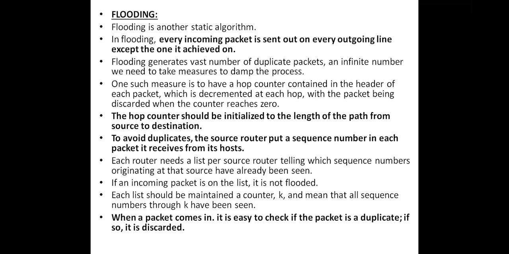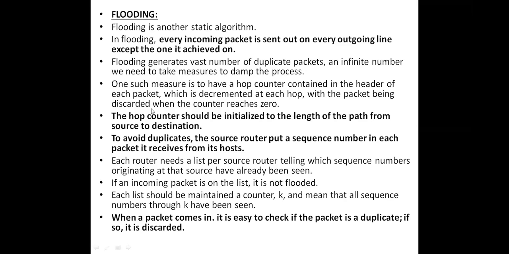And the next routing algorithm is flooding. What is flooding? Flooding means every incoming packet is sent out on every outgoing line except the one it came from. Whenever we want to transfer a packet, it will be transferred to all the neighbors, in all directions except the incoming route. It will forward to all the remaining directions.